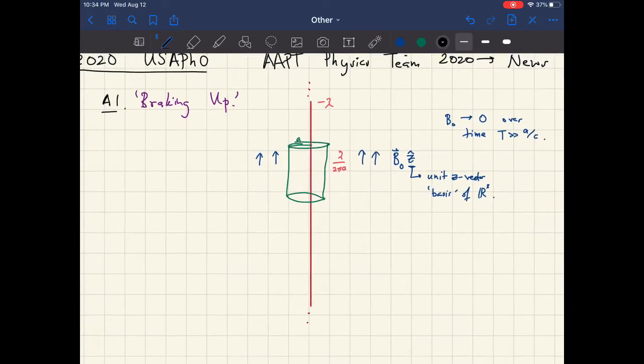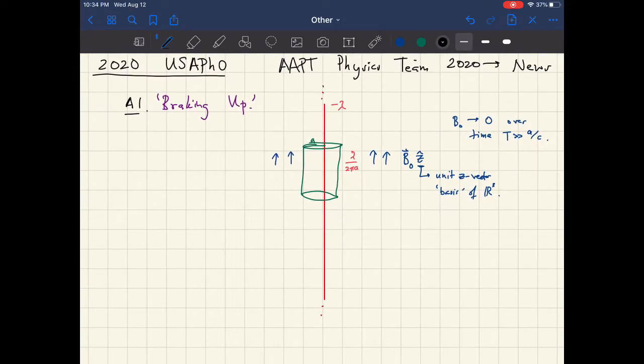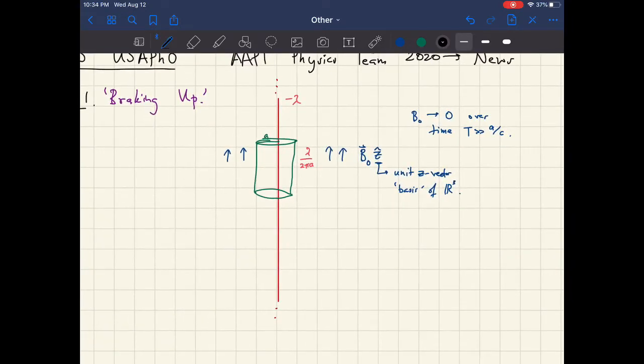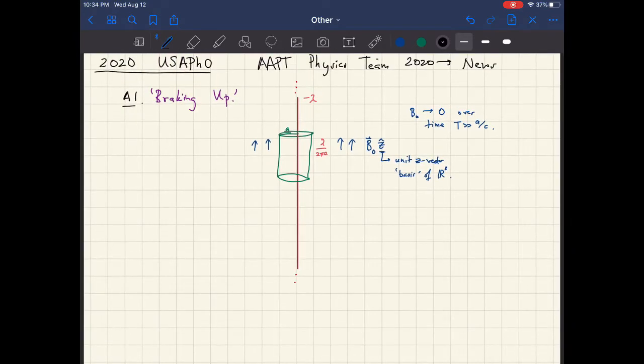But actually, as has been pointed out on many occasions that you might have heard, there were several errors with the solution that was posted online. So I'll also be going over that, and perhaps we'll get started now. Okay, so let's take a look at problem A1, Breaking Up.